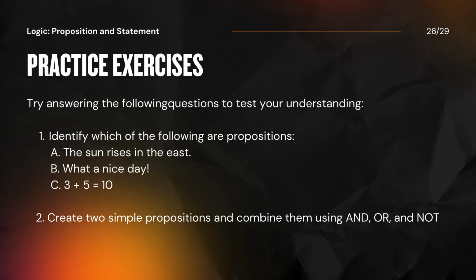Create 2 simple propositions and combine them using and, or, and not. Combining propositions with and. For example, the student is studying, the teacher is teaching. Just combine both statements with and, as in, the student is studying and the teacher is teaching.